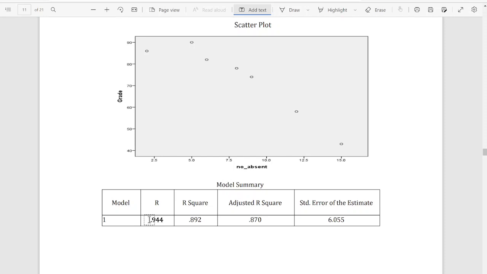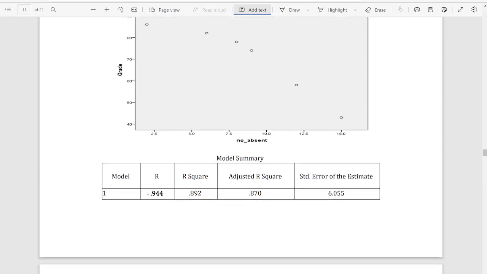So supposed to be, so this have to be ada negatif kat depan. So negative 0.944. It's supposed to be negative 0.944. Sebab yang ni adalah berkurangan kan. So number of absence semakin tinggi number of absence, maka test score semakin rendah. Okay, so it should be negative 0.944.